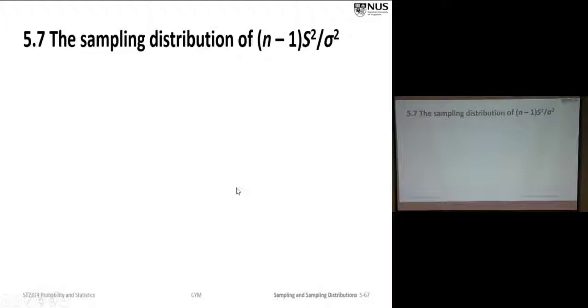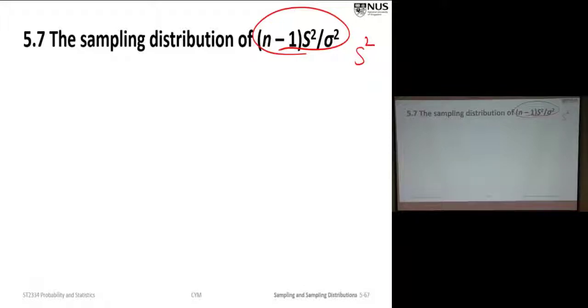Okay, why do we spend time to talk about the chi-square distribution? Because we are interested in finding the sampling distribution of this quantity. Now we are not looking at the sampling distribution of S square. What do I mean here? It means that if I take a sample, I calculate the sample variance S square. Take another sample, calculate the sample variance. So I can have many sample variances. How does this behave? So instead of looking at S square, we look at the quantity n-1 S square over sigma square.